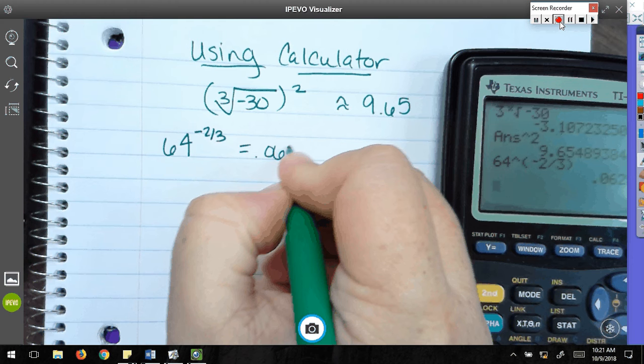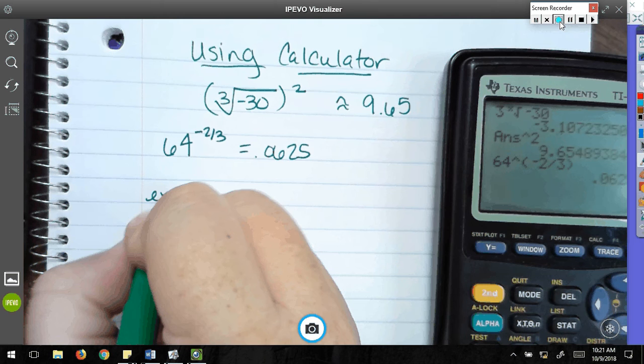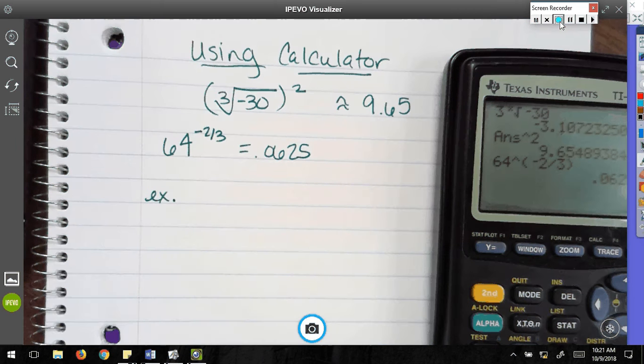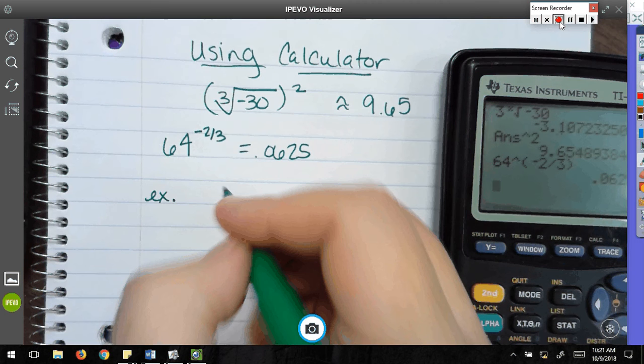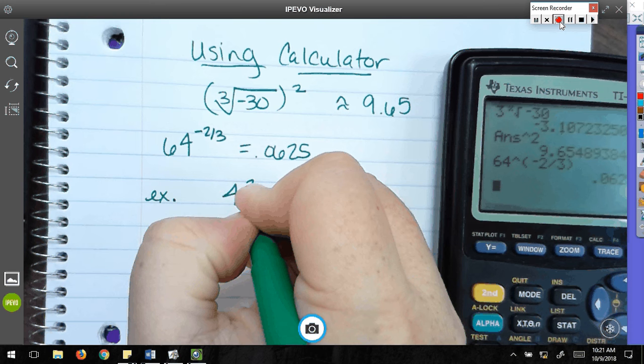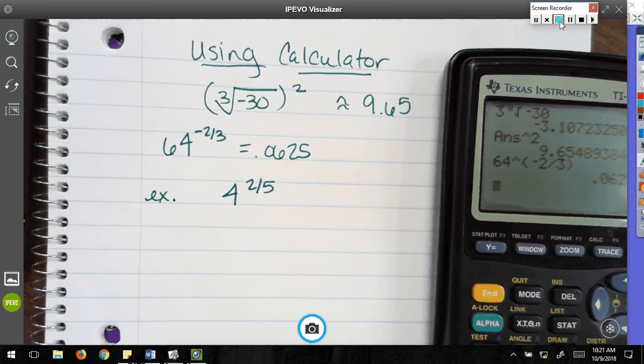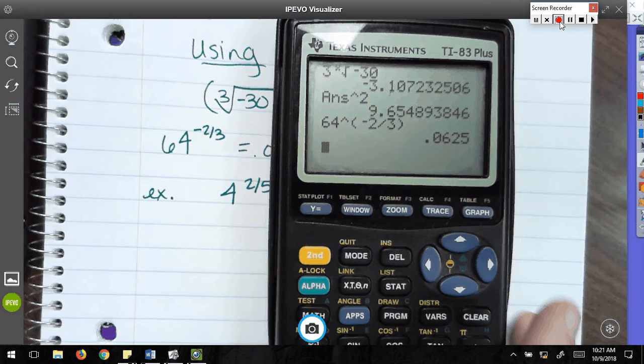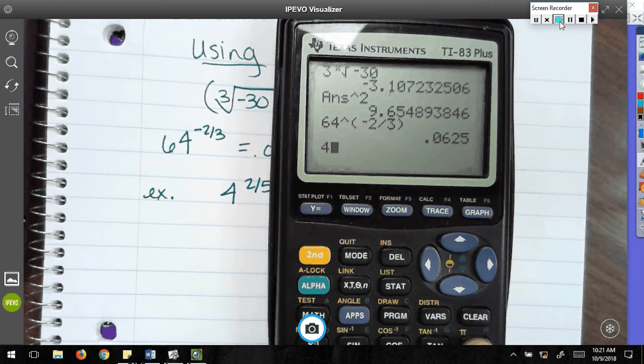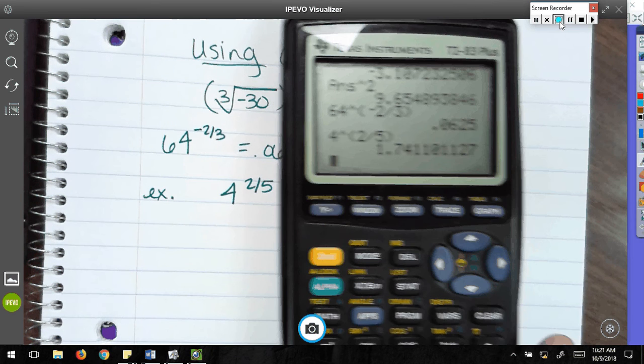Okay, so let me give you one to try. I want you to evaluate 4 to the 2/5 using your calculator. Now I hope that you have gotten that at this point, and when you do input that, you get approximately 1.74.